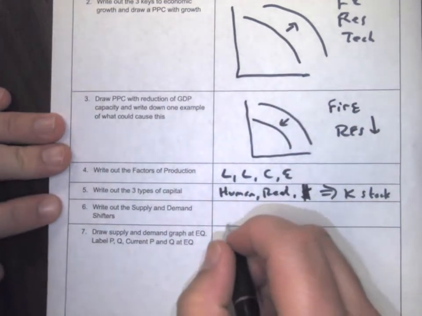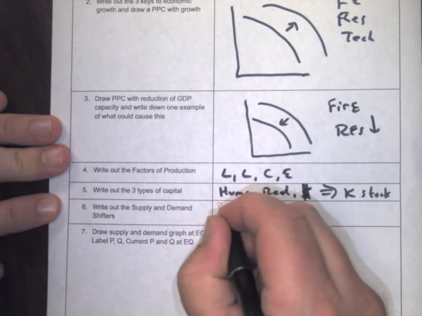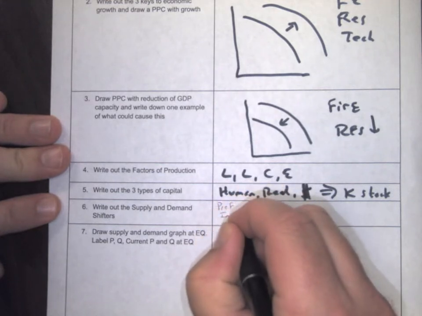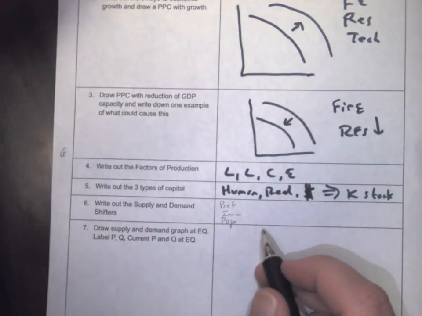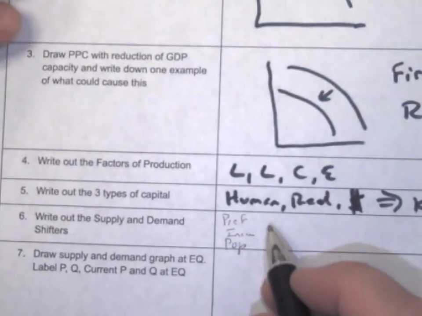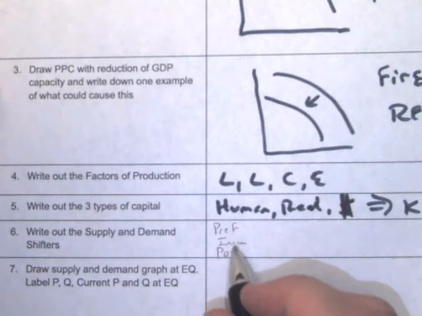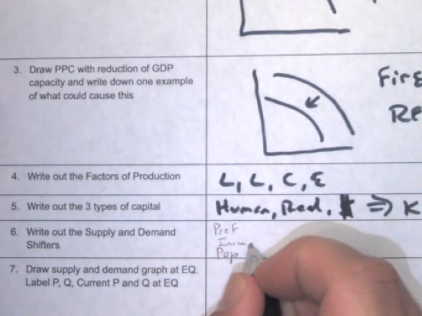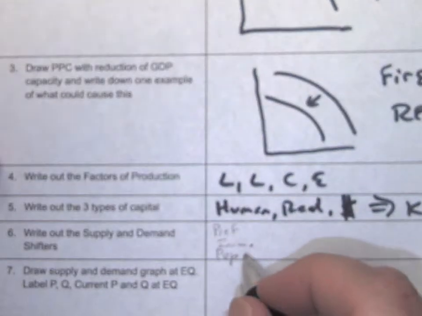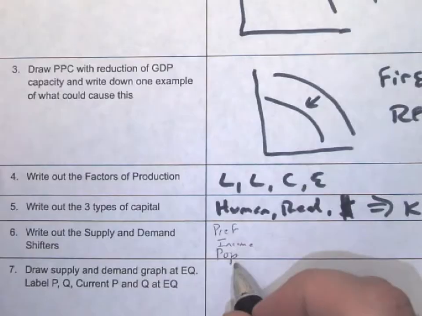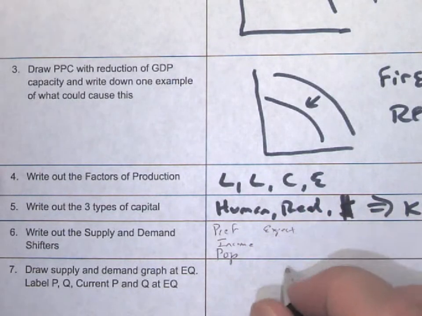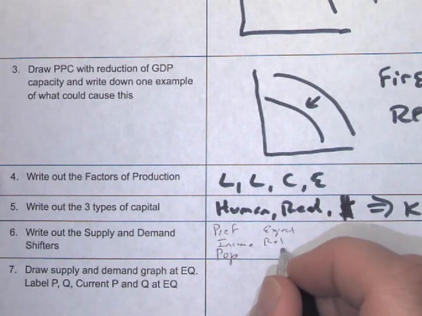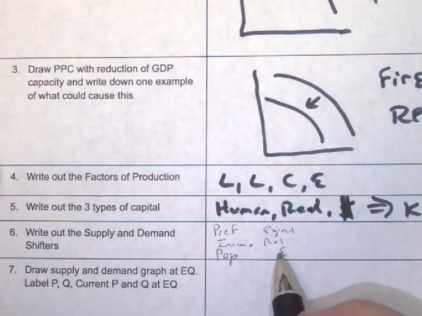Okay, so we're going to have preference, income, population. Let me zoom in a little bit more. So preference, income, population, expectations, related goods, substitutes, and complements.